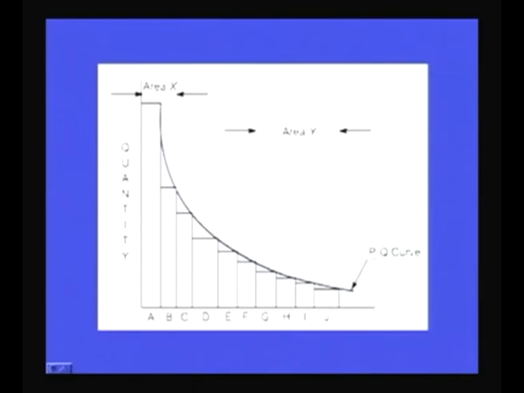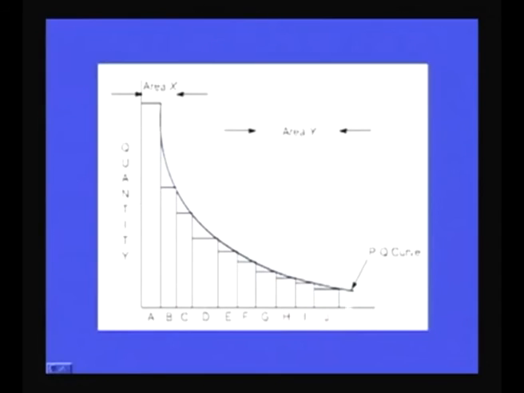So Q is the quantity, P is the product. We have area X earmarked here, and area Y earmarked here. So this we call area Y, and this we call area X. In area X, if we see, the quantity is more but the products are less. Only two products are there, A and B, but the quantity of these products is relatively higher.